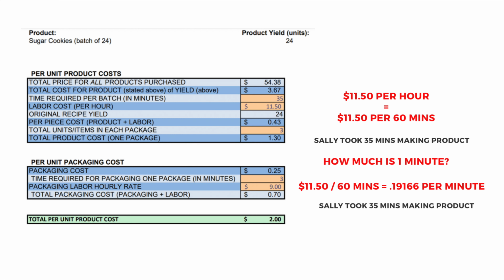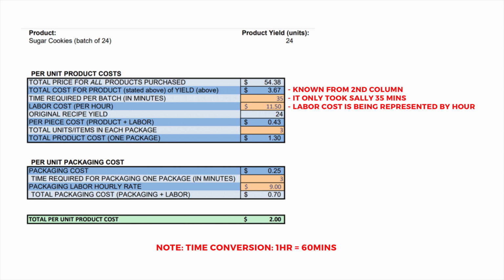Now, this product only lasted 35 minutes. So she only spent 35 minutes on this product, not 60 minutes. So we can't give Sally the whole $11.50 because she didn't spend a whole 60 minutes on it. She only spent 35 minutes on it. So what we need to figure out is how much 1 minute is costing, to figure out how much she made in 35 minutes. All right. So we're going to take the $11.50 and divide it by 60 minutes.